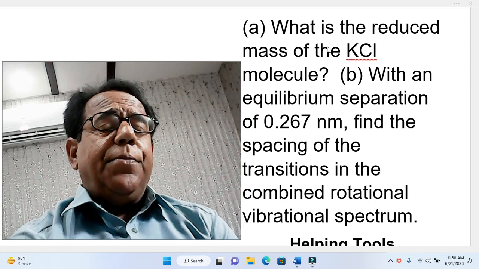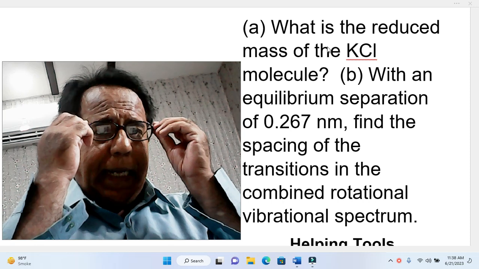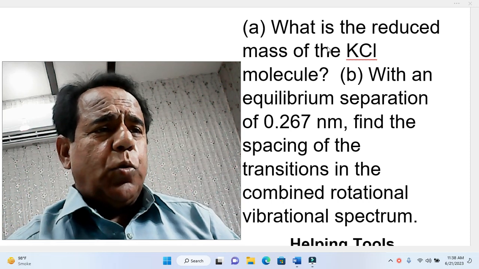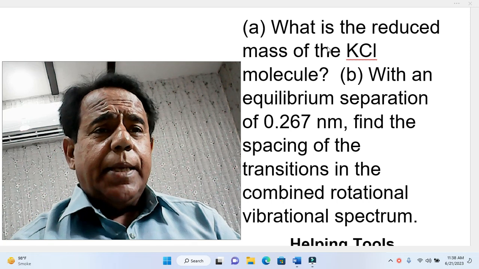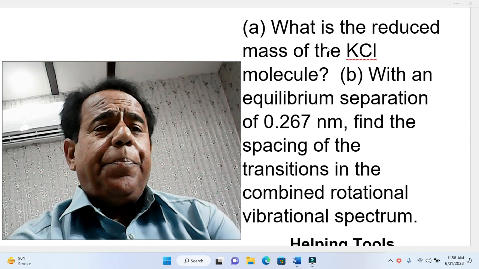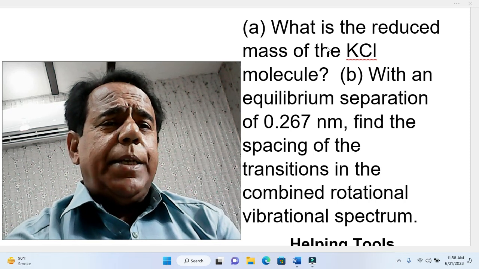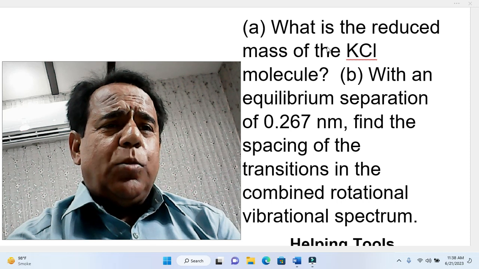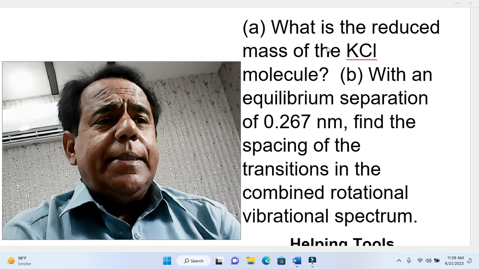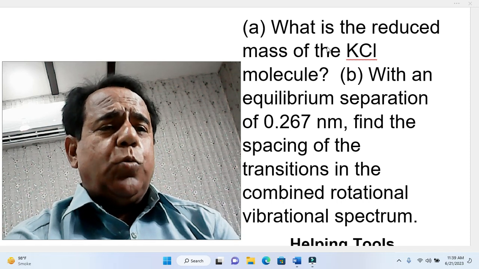Part A. What is the reduced mass of the KCl, potassium chloride molecule? K stands for potassium and Cl stands for chlorine. So potassium and chlorine atoms, but their combined molecule is called potassium chloride. What is the reduced mass of the potassium chloride molecule?